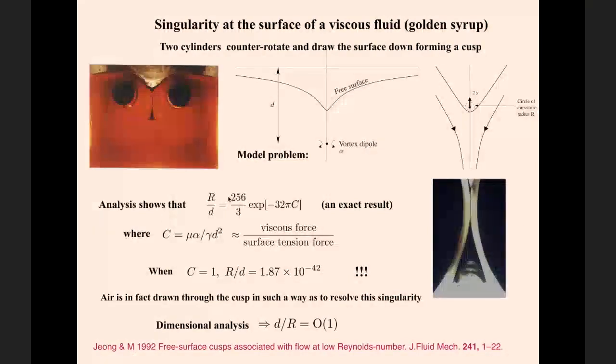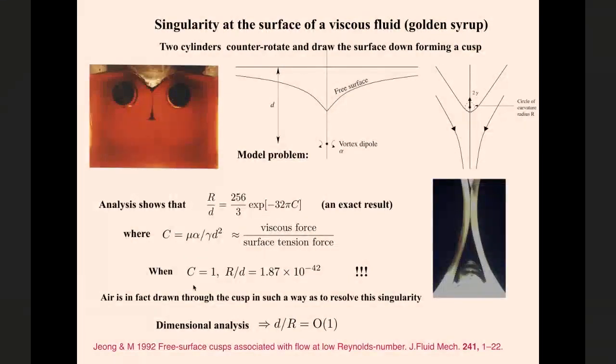And analysis shows that the ratio of this R to D, the depth of the dipole below the undisturbed surface, works out as 256 over 3 times the exponential of minus 32 pi times a number C. C is just mu alpha over gamma d squared. Mu is viscosity, gamma is surface tension. So effectively this is a ratio of the viscous force, which is pulling the surface down, to the surface tension force, which is in some way resisting this action.